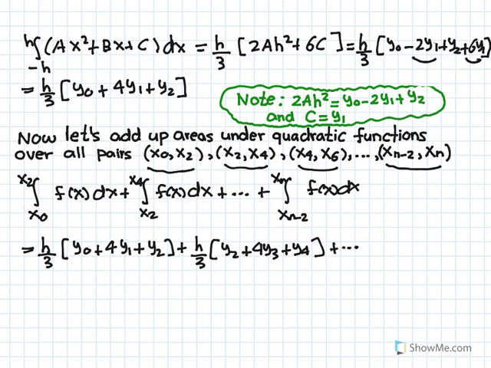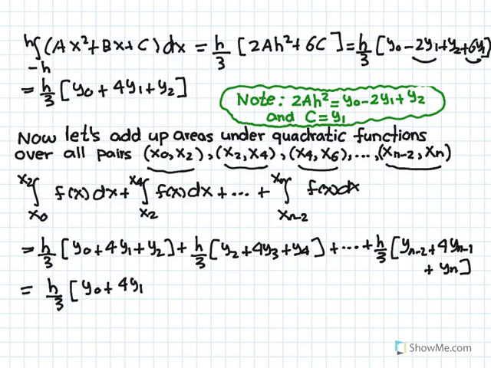And all the way to the last quadratic, we get h over 3 times yn minus 2 plus 4 yn minus 1 plus yn. If we simplify this, we're going to get h over 3 times y0 plus 4y1 plus 2y2, because you have y2 and y2 here, 2y2, plus 4y3 plus 2y4.